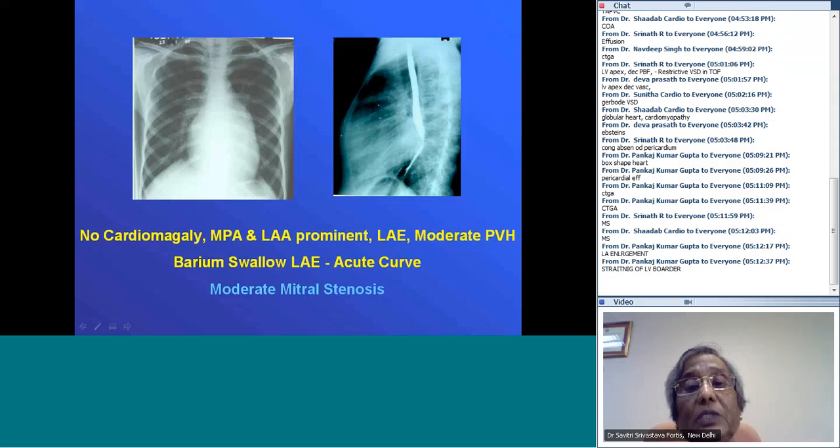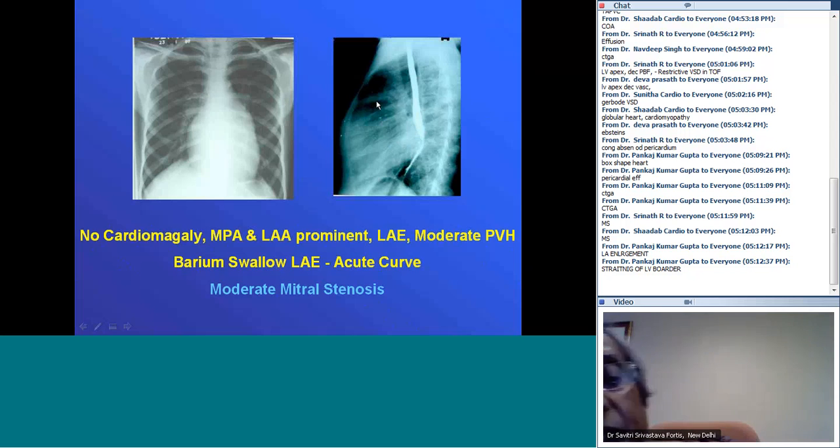This is to distinguish from patients in which there is significant mitral regurgitation. Then the curve is very broad like this. This is an acute curve typical of mitral stenosis. So putting these two X-rays together, it is a mitral stenosis with prominent left atrial appendage.